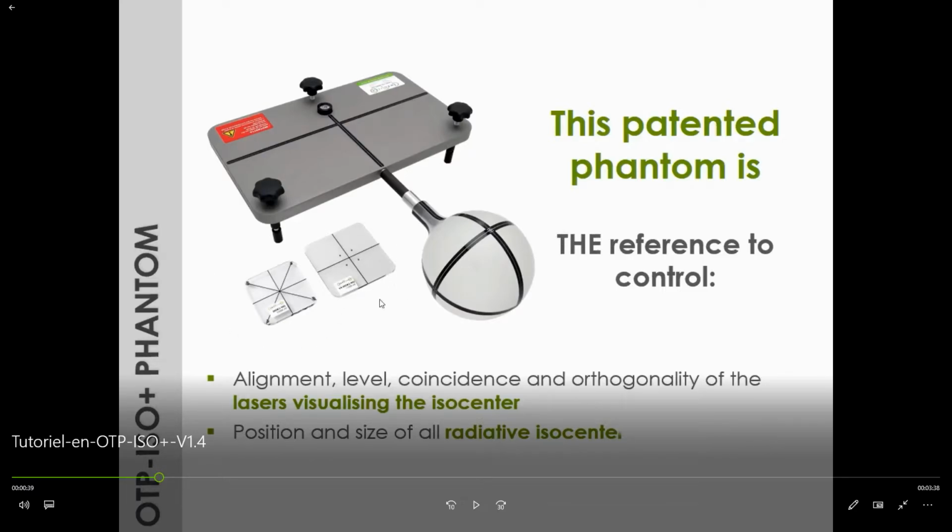You see 2 small plates which we have not yet discussed. These are the cross-test objects, the KV and the MV test objects. The KV test object is placed at the X-ray tube exit. The MV test object is placed at the collimator exit.